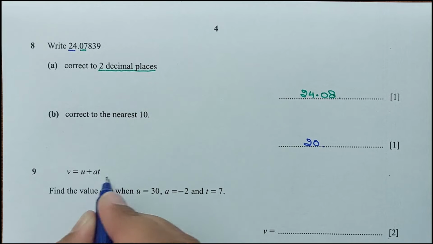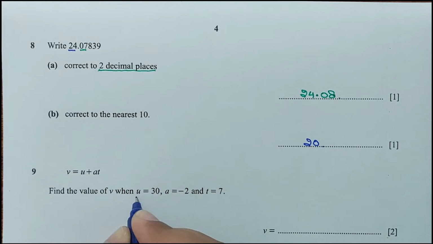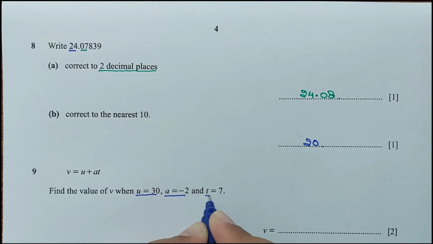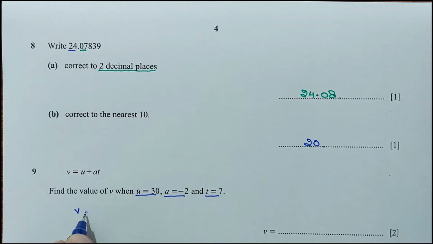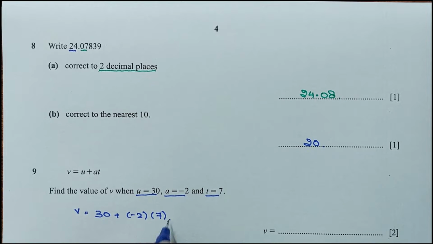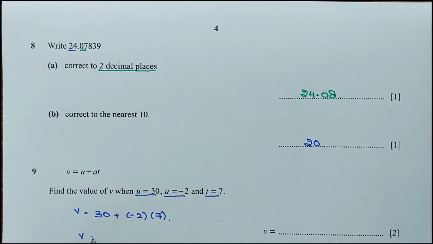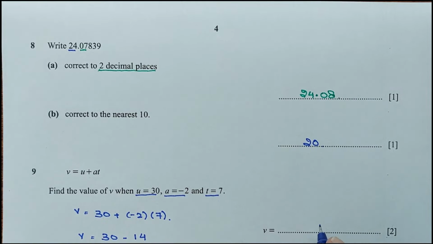Question number 9, we have an equation. Find the value of v when we are given u, a, and t. So v equals u, which is 30, plus a, which is minus 2, times t, which is 7. So v equals 30 minus 2 times 7, which is 14. 30 take away 14 is 16. That is the value of v.